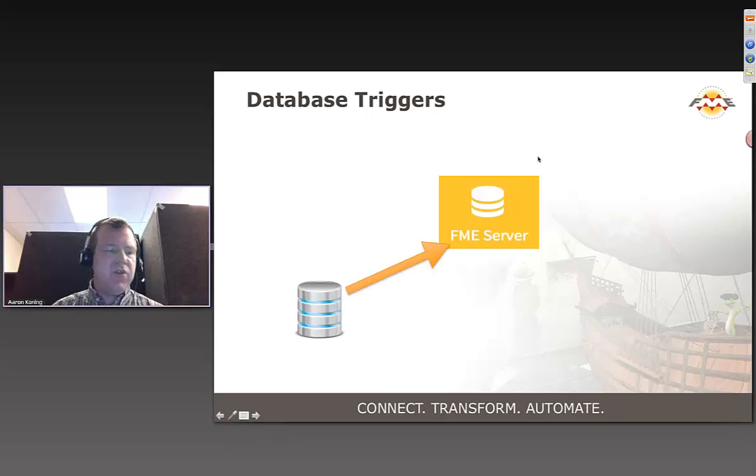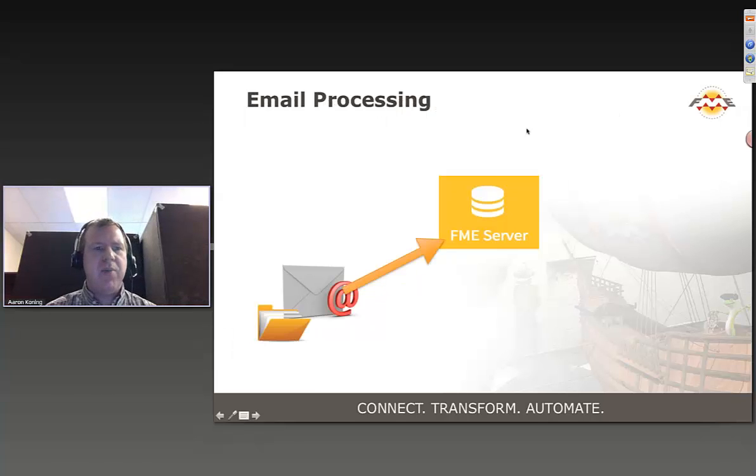Another way of kicking off FME Server is database triggers. So it doesn't have to be a schedule. It can be an actual trigger in a database. And this is kind of like a row watcher. So we have a directory watcher. This is like a row watcher, which as there are new rows inserted into the database, those IDs can be sent up to FME Server. From there, well, you can do whatever you want. And I'll show you an example coming up.